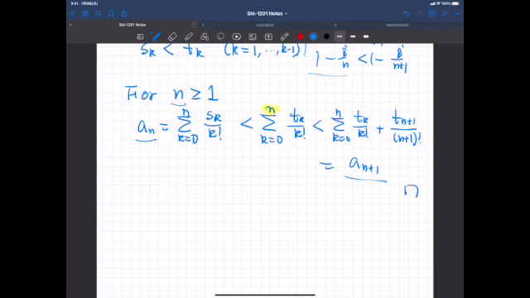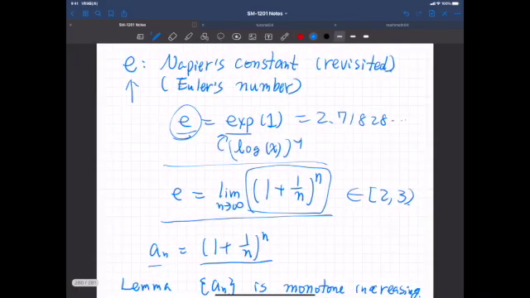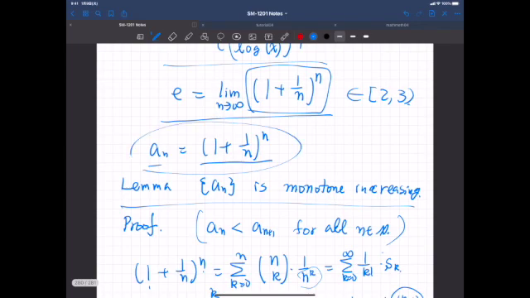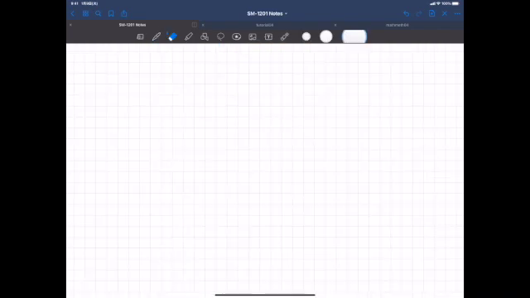So we are done. That is, this sequence a_n defined by this is monotone increasing. Actually, it is strictly increasing. Next, we show this lemma.